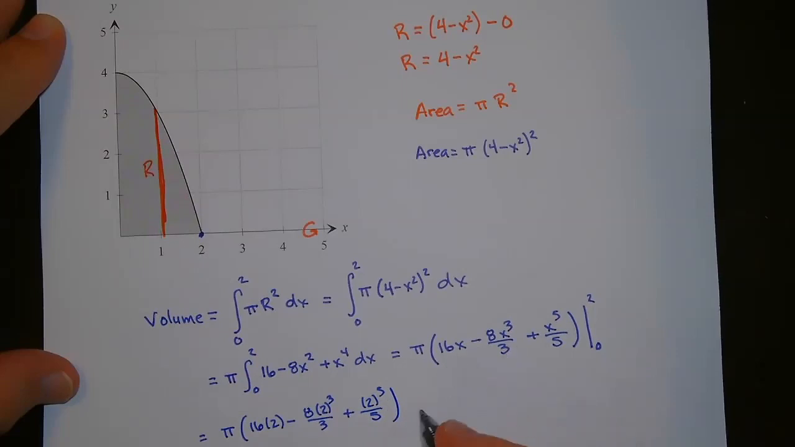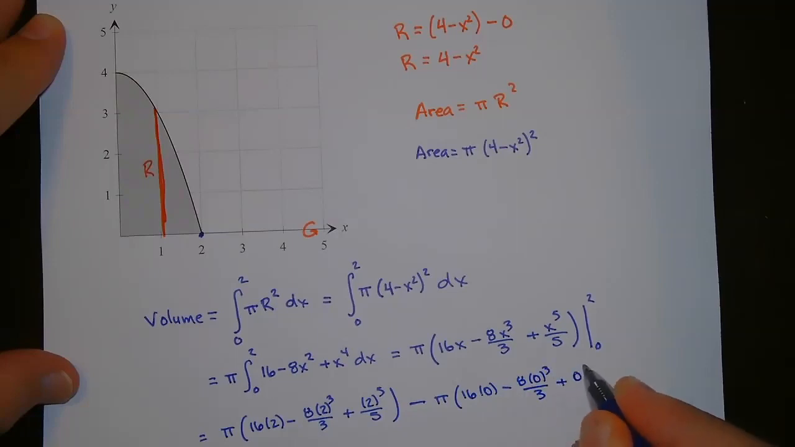That's putting 2 into this, right? And now I need to put 0 in. So pi times 16 times 0 minus 8 times 0 cubed over 3 plus 0 to the 5th over 5. Now all of this is going to be 0, so we don't need to write this anymore. You need to write it once so you show that that part is 0, because otherwise I don't know if you know it's 0 or if you just forgot to do that.